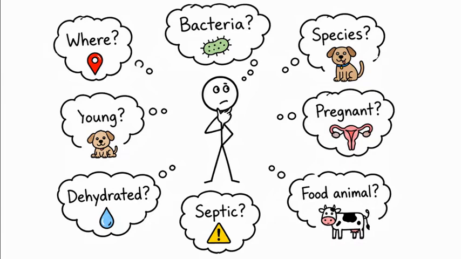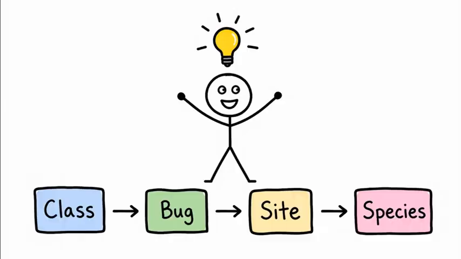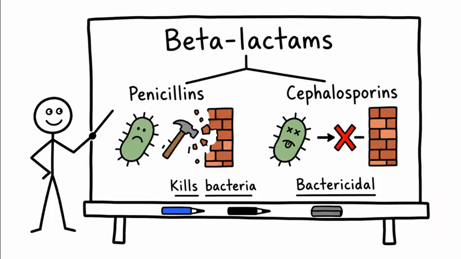Where is the infection? What species am I treating? Is this animal young, pregnant, dehydrated, septic, food-producing, or at risk for a serious adverse effect? That is how drug classes start to make sense. Let's start with beta-lactams, which include penicillins and cephalosporins.